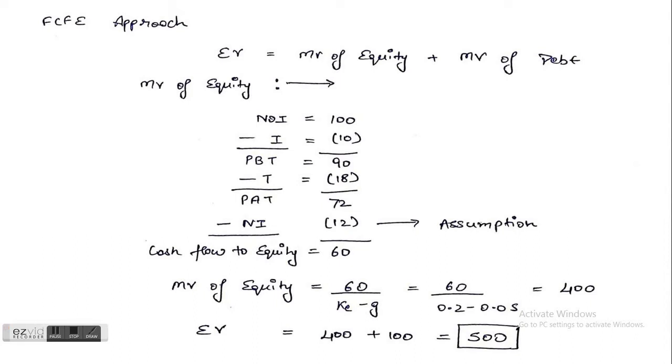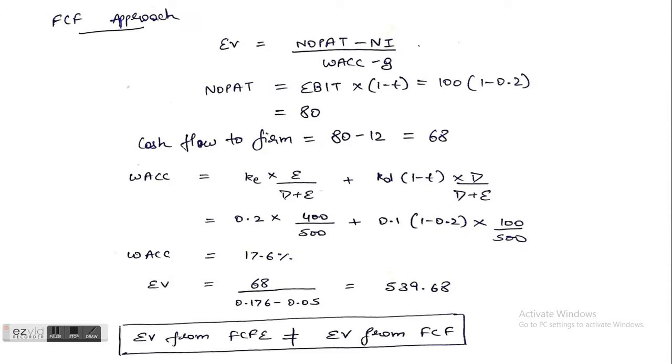Now let's quickly look at free cash flow to the firm approach. Here, the formula is that the enterprise value is equal to cash flow available to the firm divided by the cost of capital minus the growth rate. Now PAT is EBIT into 1 minus T, which is 80. And in order to calculate the cash flow to firm, I'll have to subtract the net investments, which are 12, from this 80 to get 68.